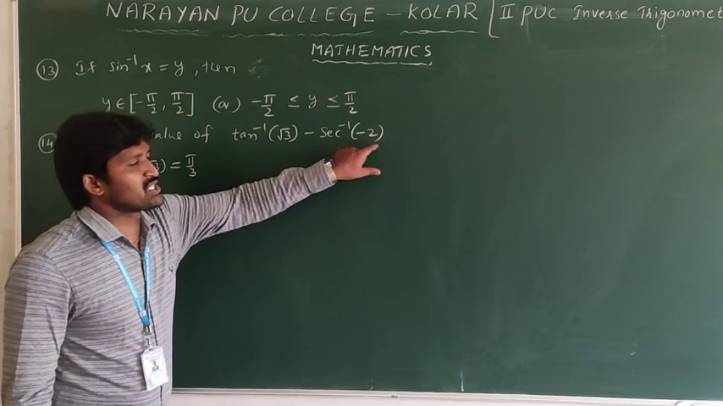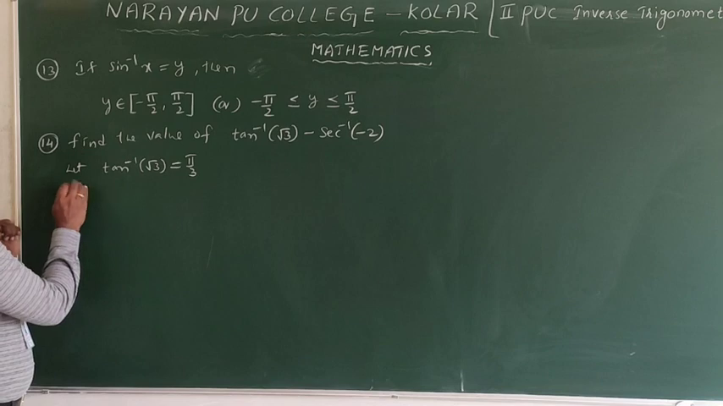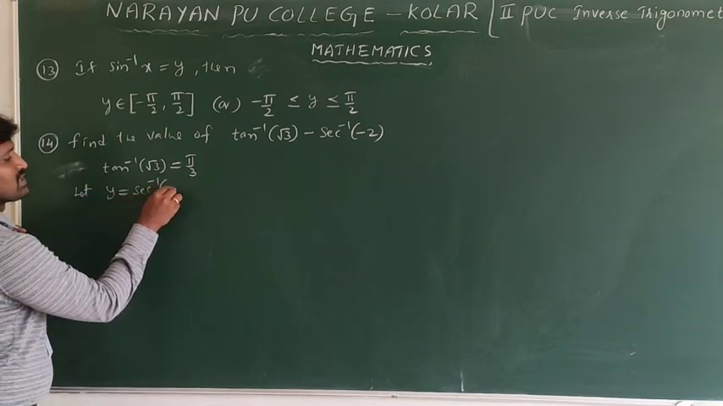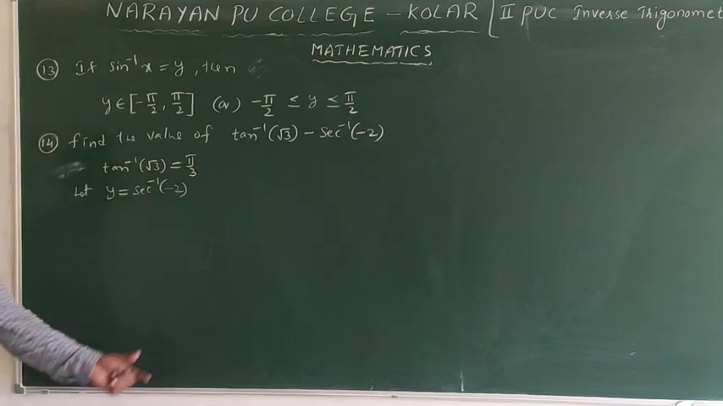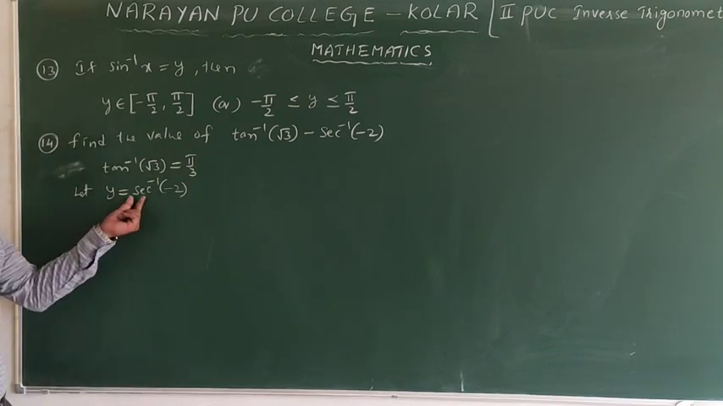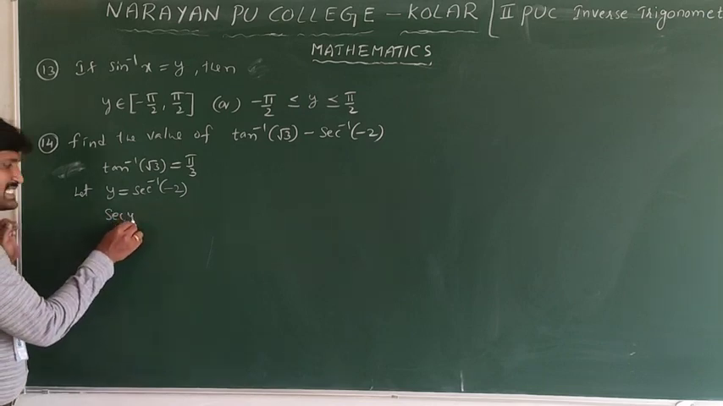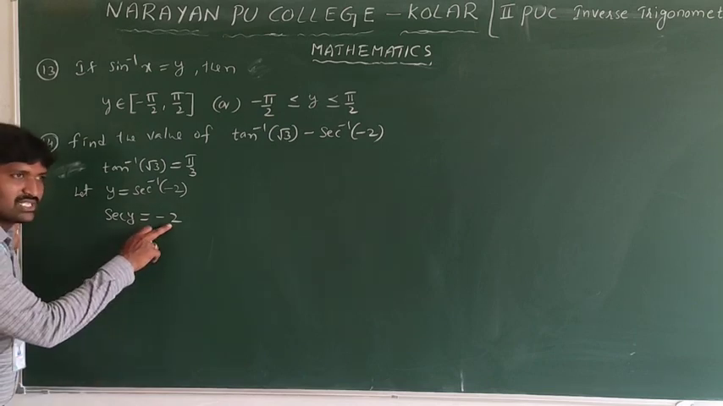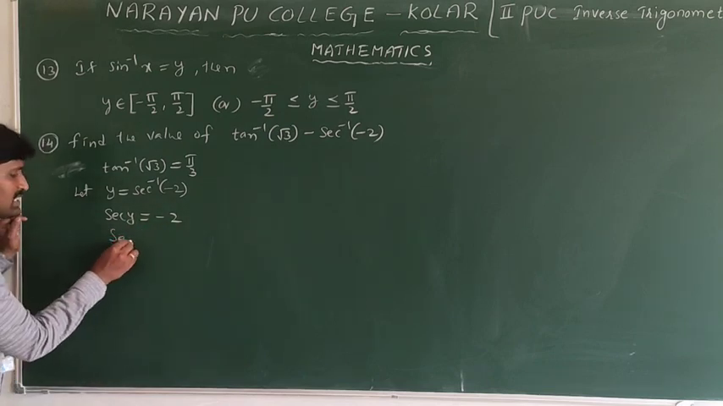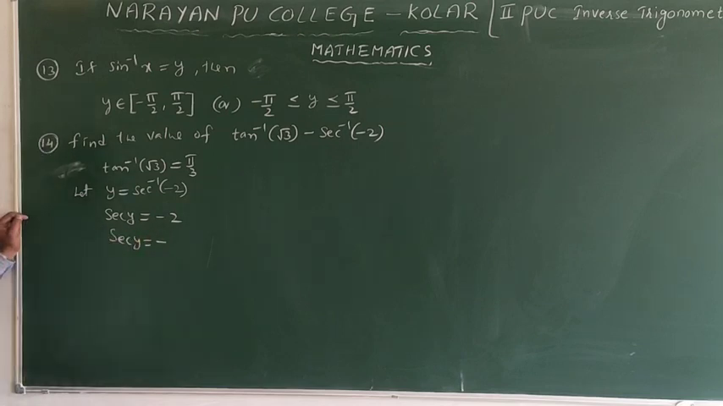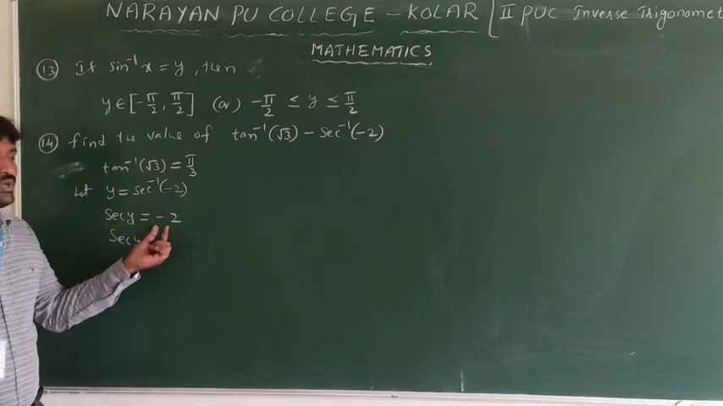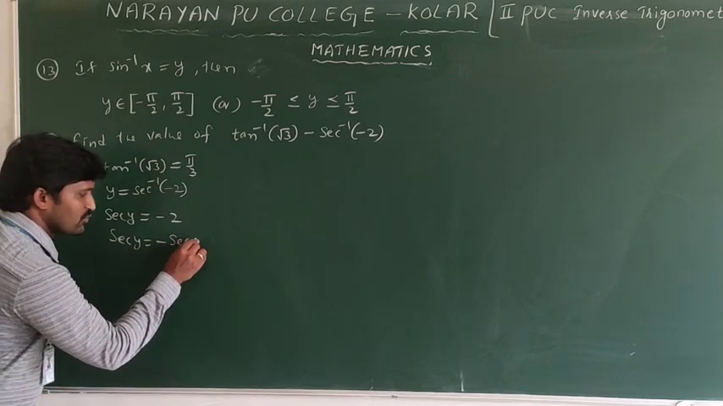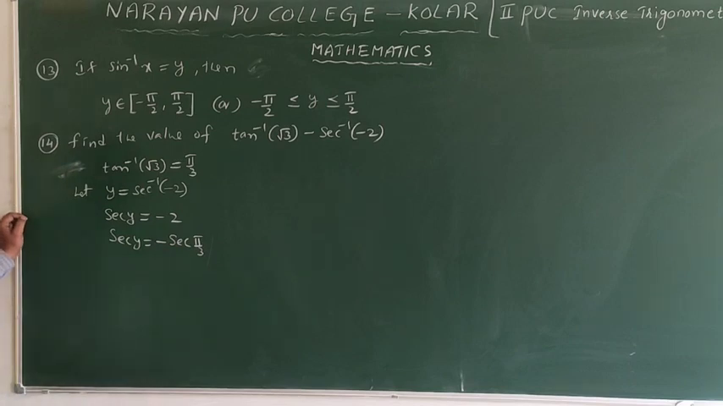But secant inverse of minus 2 we don't know directly. So I take y equal to secant inverse of minus 2. Taking secant on both sides, secant y equals minus 2. We are not able to convert this directly into a secant angle. So at which angle is secant 2? It is clearly at pi by 3, that is 60 degrees. So in place of 2 I am writing secant pi by 3.